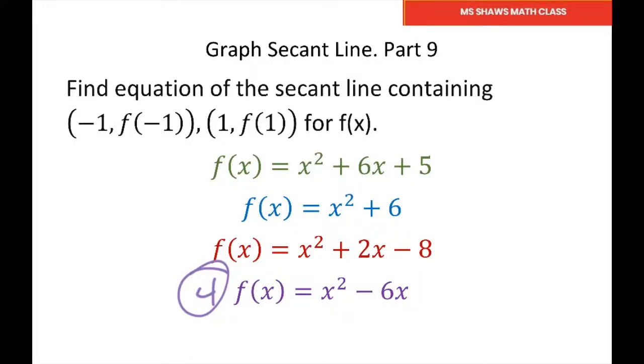Hi everyone, we're going to graph f of x here, number 4. I've already done the others, and we're going to graph the secant line and f of x and find the equation of the secant line that contains our x's from -1 to 1. We're going to have to find our y's here.